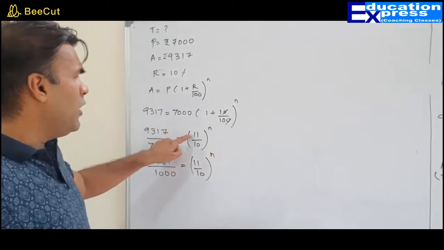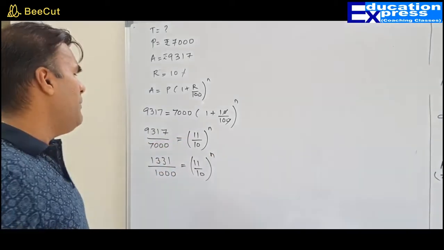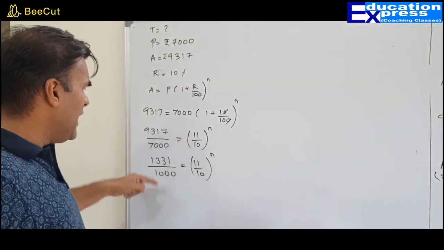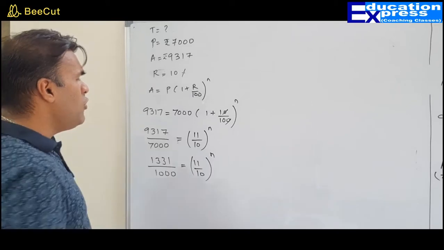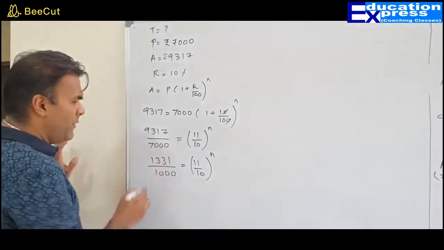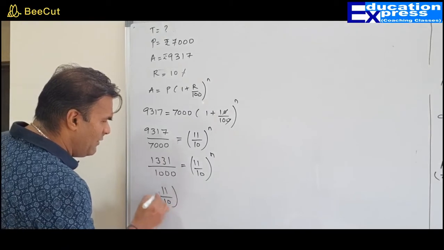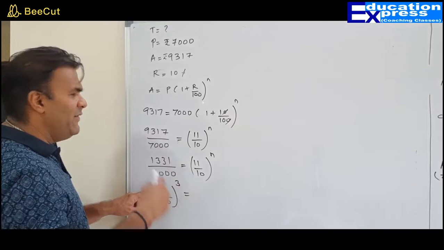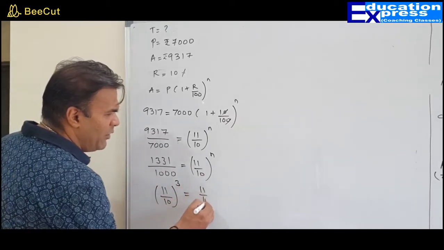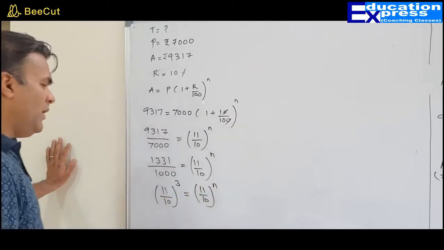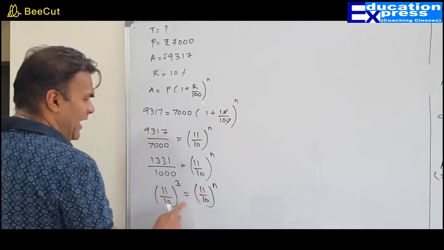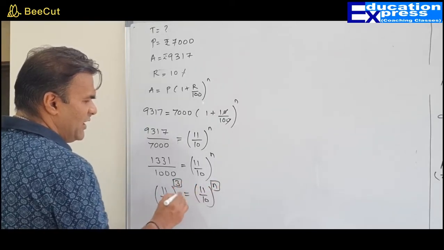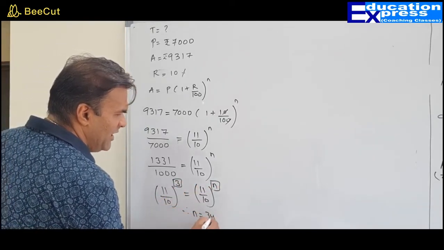Remember, in the bracket if you got 11 upon 10, let what may happen, this will be a multiple of 11. You will get 11 upon 10 on this side also, but we don't know in what form it will come. Here it is 11 upon 10 cube. Why? 10 cube is 1000 and 11 cube is 11 into 11 into 11. If you notice this, 11, 11, 10, 10 equal to bracket, bracket. Therefore, n equals 3. Therefore, time is 3 years.